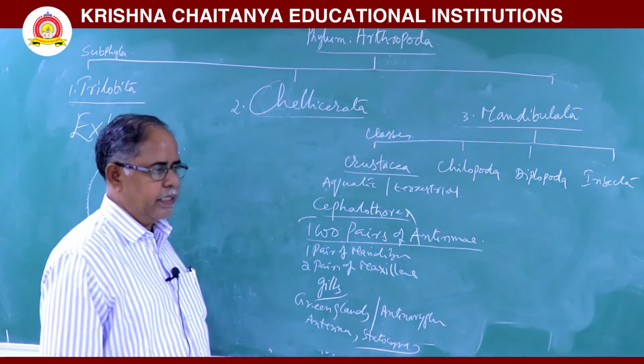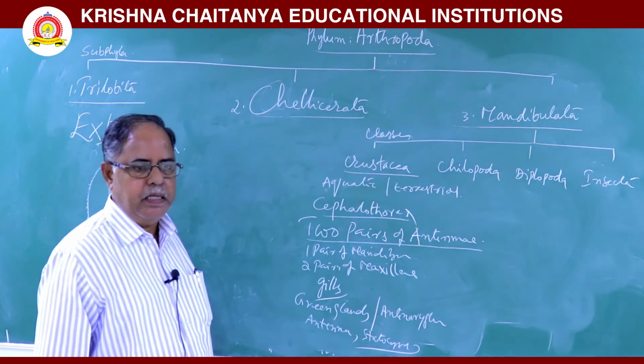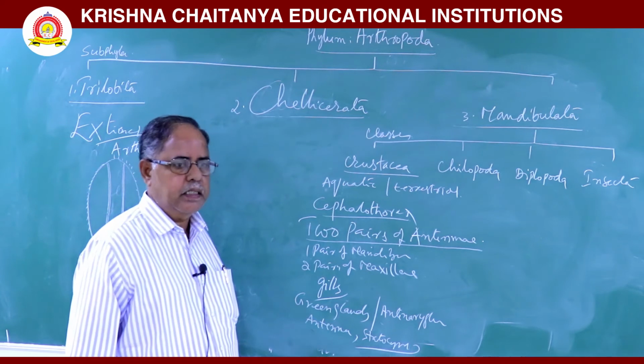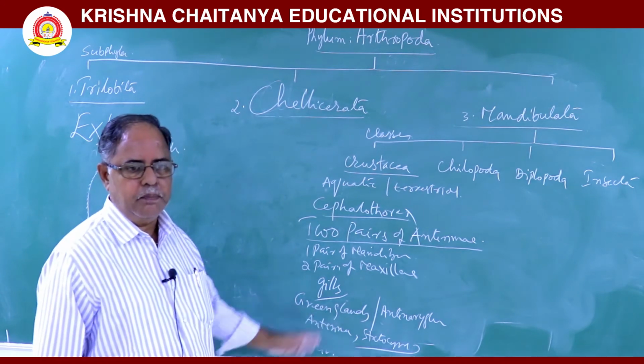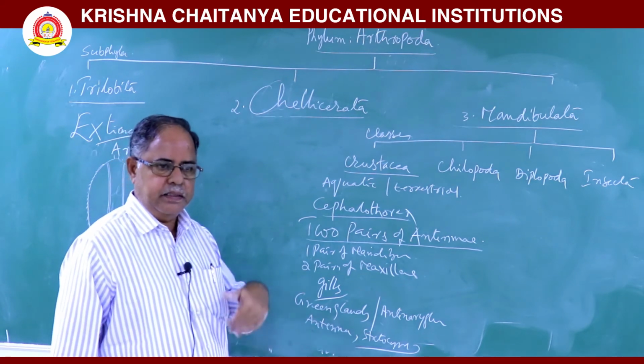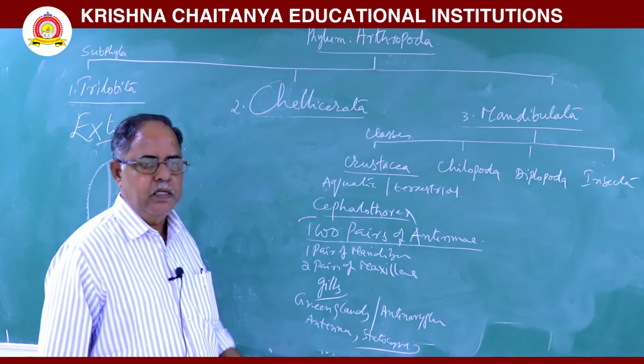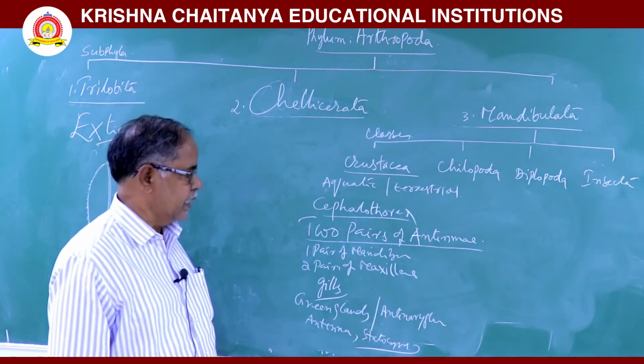Next, they are dioecious animals. That means male and female animals are separate. Internal fertilization occurs. During development, in some there is direct development and in some indirect development occurs. In indirect development, many larval forms are seen here.